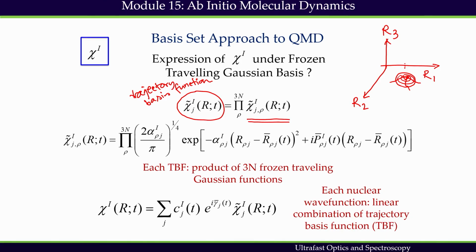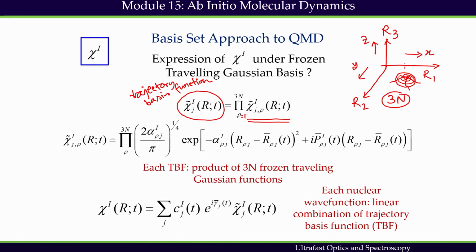Now, how many Gaussian functions should I have? I have 3 degrees of freedom. A Gaussian can move along x, along y, and along z direction. So, 3 different directions it can move, and I have n number of atoms. So, in total I have 3n one-dimensional Gaussian functions. So, this product is going to be over rho equals 1, 2, up to 3n. So, 3n Gaussian functions I am multiplying and getting the trajectory basis function.